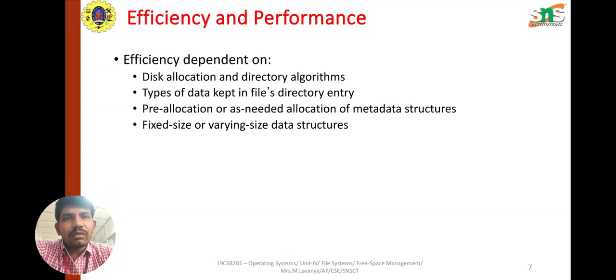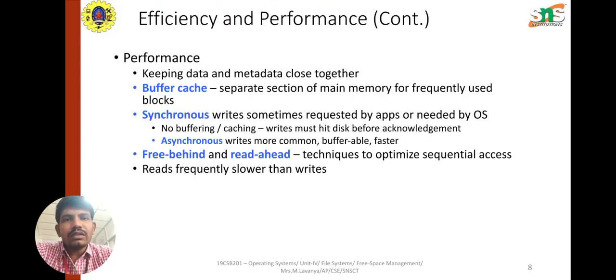Now efficiency and performance. Efficiency depends on how the disk allocation and directory algorithms are used, what type of data is kept in the file's directory entries, whether allocation of metadata structures is done as needed, and whether structures are fixed size or varying size. Performance considers keeping data and metadata close together. We use a buffer cache, synchronous writes, free-behind and read-ahead.